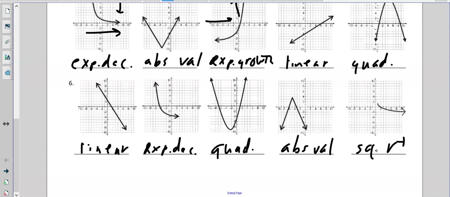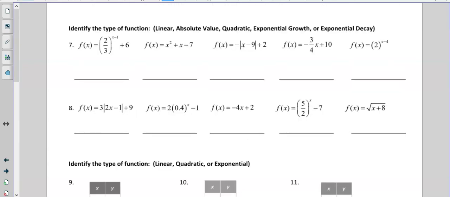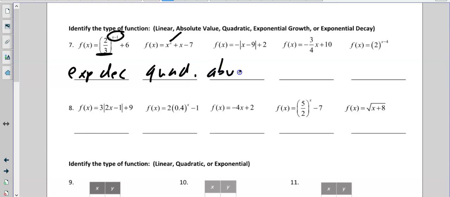Okay. Moving on. Now, just identifying it from the function, the way it's written. This one is exponential. But since the base here is less than 1, it's exponential decay. We see the 2 there. That's a quadratic. We see the absolute value bars. Here we just have x to the 1, so that's a linear function, in mx plus b form, slope-intercept form.